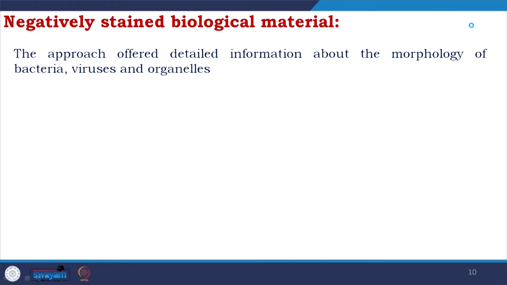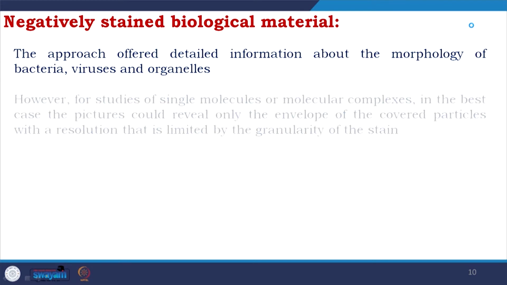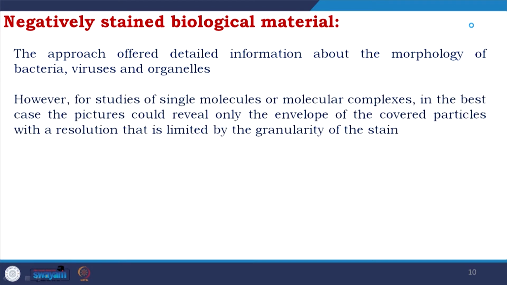The approach of negative staining offers detailed information about the morphology of bacteria, viruses, and organelles, as we have just shown. However, for studies of single molecules or molecular complexes, in the best case the pictures could reveal only the envelope of the covered particle, with a resolution that is limited by the granularity of the stain. So, we are still unable to break the barrier of atomic resolution.